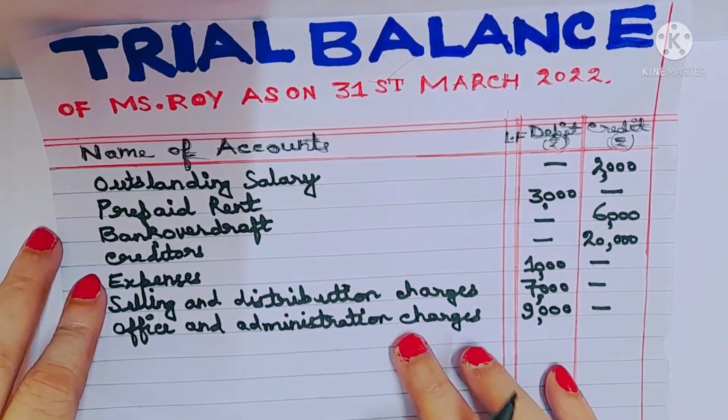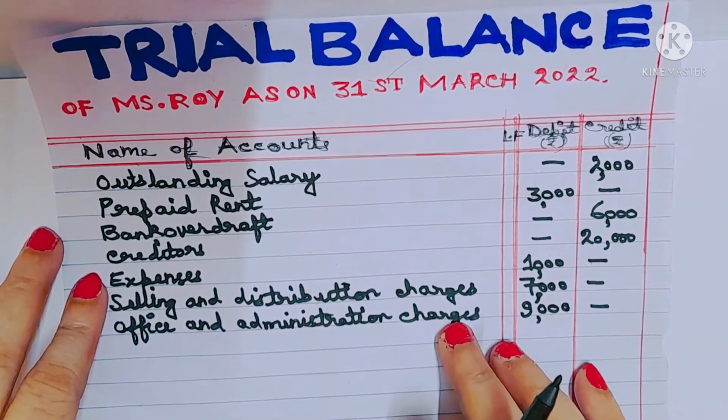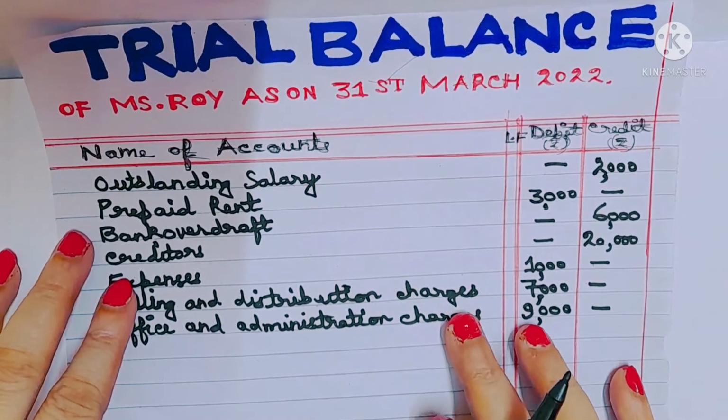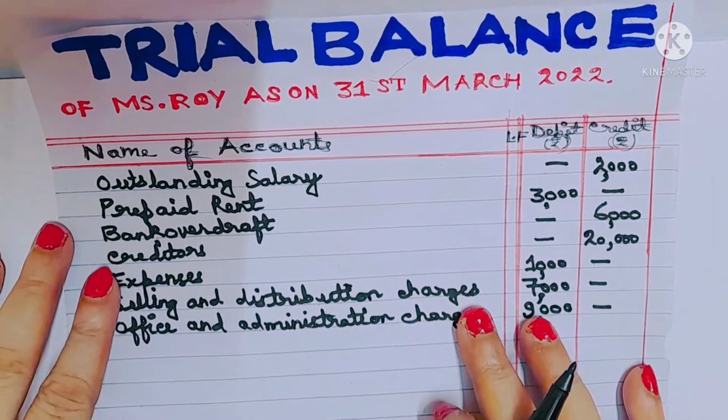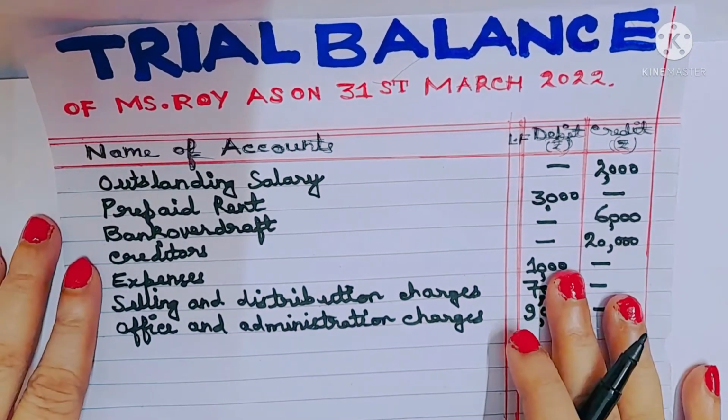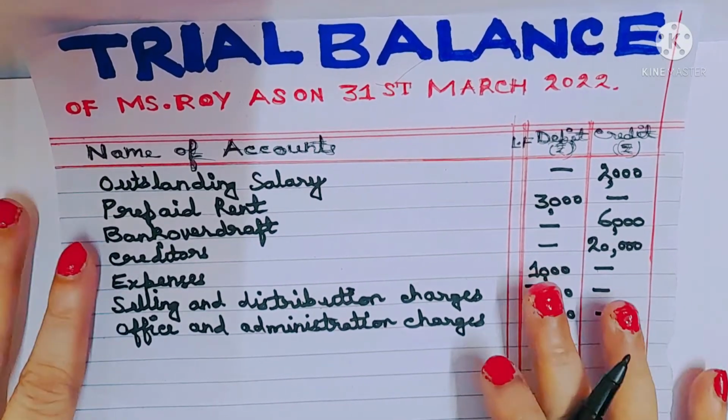Because office and administration charges falls under nominal account. According to nominal account, all losses and expenses debit. So office and administration charges will be debited. Understood? So let's see the next account.